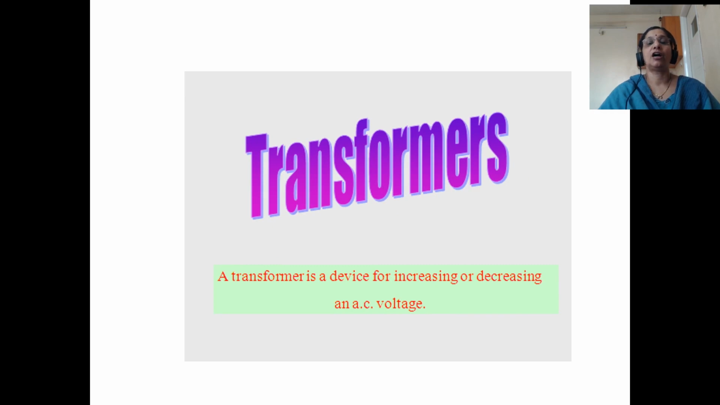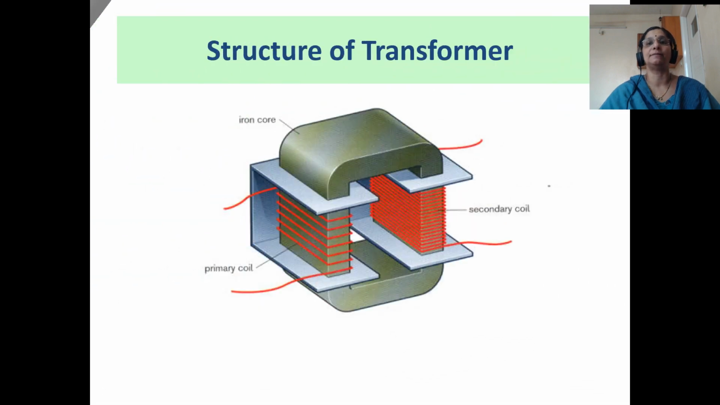A transformer is a device for increasing or decreasing an AC voltage. The power distribution company supplies AC voltages to us, and these voltages can either be increased or decreased using an electronic component known as a transformer. The output of a transformer is also AC.